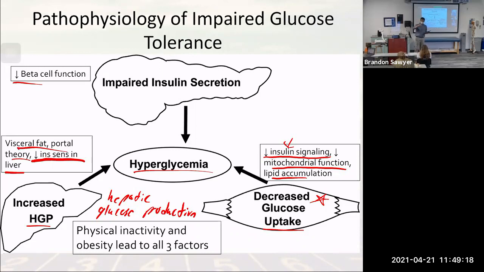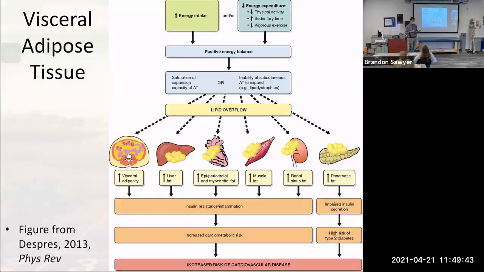Okay, so those three factors are the three primary factors in hyperglycemia in type 2 diabetes. It's the skeletal muscle not taking up glucose enough, it's the liver releasing too much glucose, and it's the pancreas not being able to release as much insulin as it needs to. So if you're doing the concept map for this one, then you need to address all three of those factors in the concept map. Okay, so let's talk about visceral fat a little bit.